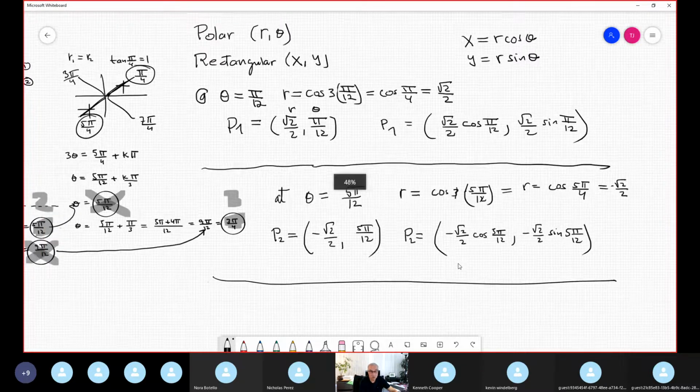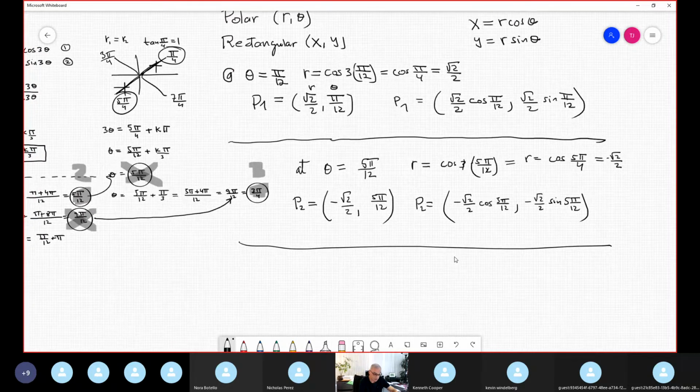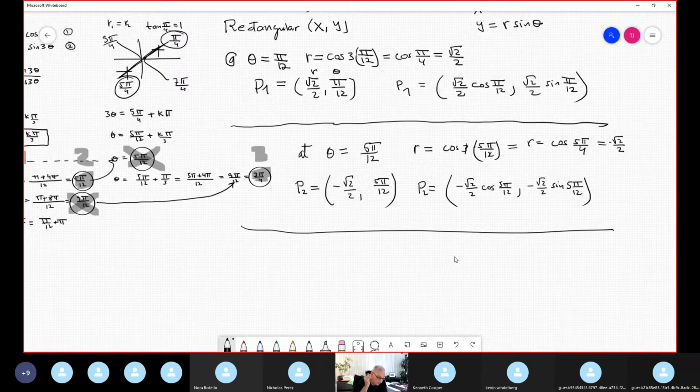And we finish. Remember we have 3 points. Where's the last one? The last one is 3 pi over 4. So theta equals 3 pi over 4. By the way, 3 pi over 4 lies in the second quadrant. So the radius is equal to cosine of 3 times 3 pi over 4.